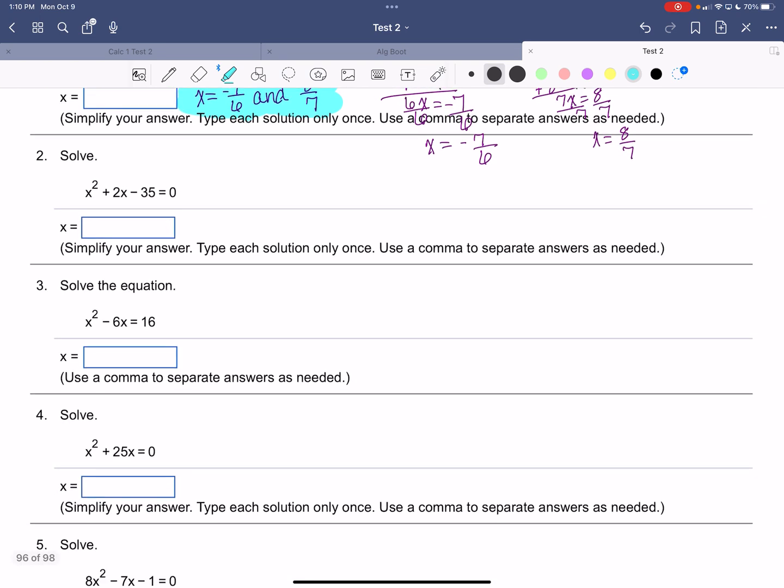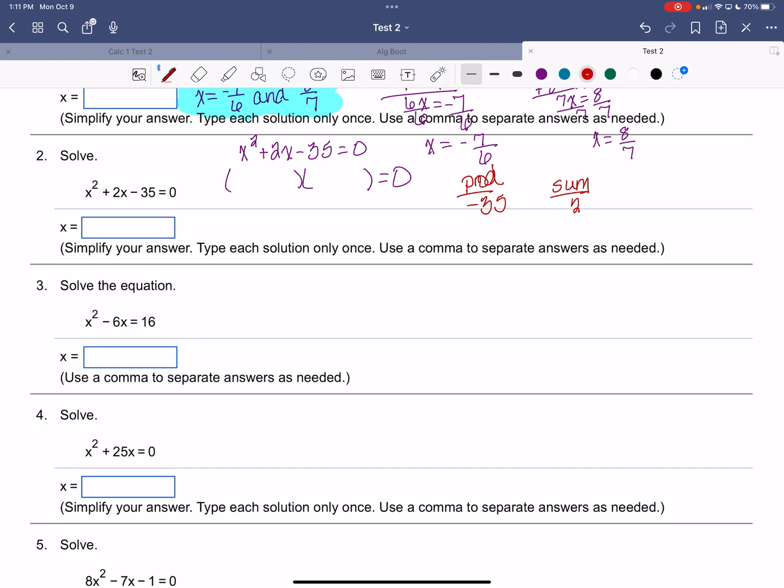Again, we are solving, so the directions say solve, then we've got an equal sign right here. We are already set equal to 0, so now what I need to do is I need to factor. So I've got x squared plus 2x minus 35 equals 0. I am looking for two numbers whose product is negative 35 and whose sum is 2. So my product here is negative 35 and my sum is positive 2.